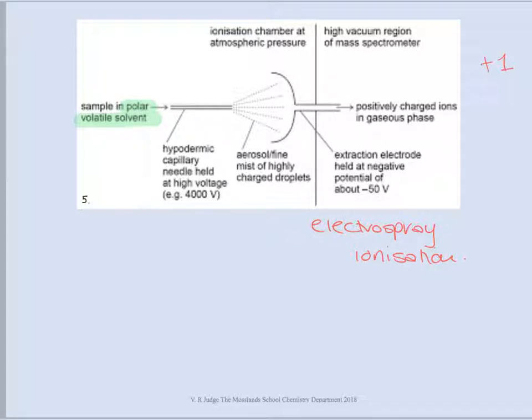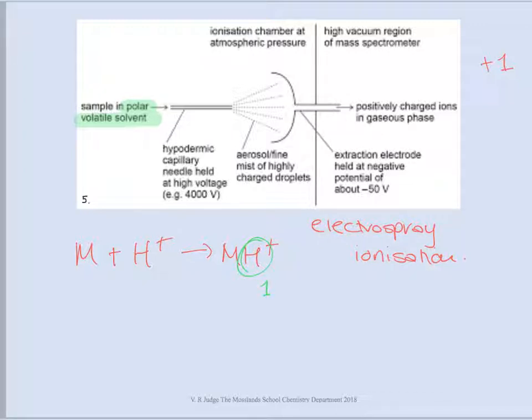So the sample, if we call it M, rather than M losing an electron, M picks up a proton, or H+, which is obviously just a proton, and becomes the MH+ ion. Now it's quite important to note the hydrogen there. Hydrogen has a mass, hydrogen weighs 1.